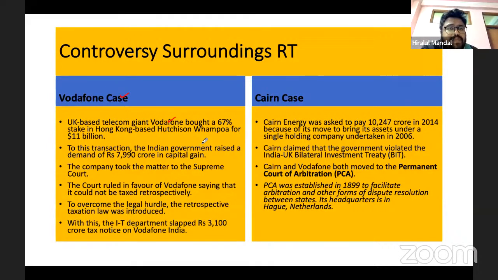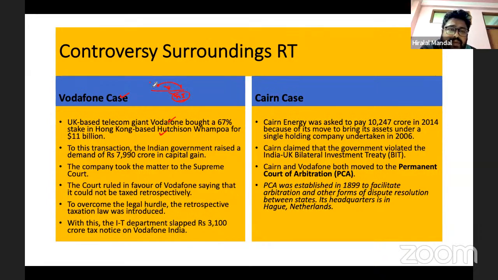and so therefore the UK company wanted to participate in India's growth story. So it bought a 60% stake in the previous company that used to be known as Hutchinson at a cost of 11 billion dollars. But what happened under this agreement was that the transfer of the money was done in a foreign land. So they avoided paying taxes to the government of India, because it was said that the agreement had not been completed in India and the transfer had been done.